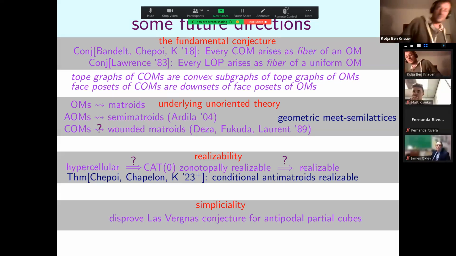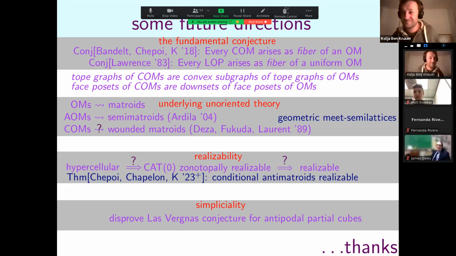And maybe as a last thing, the Las Vergnas conjecture is kind of ridiculously open, but as we saw, we can even prove it for lower rank, even for general antipodal partial cubes, which are not tope graphs of oriented matroids, and this should be false. In general, it should be false, and one thing that we want to do is disprove at least this stronger conjecture somehow. And yeah, that's all I wanted to tell you. Thank you.